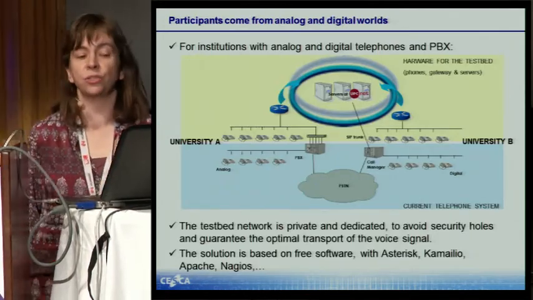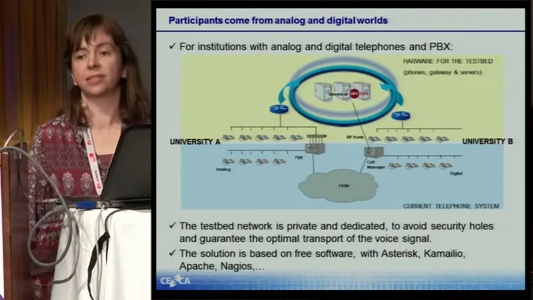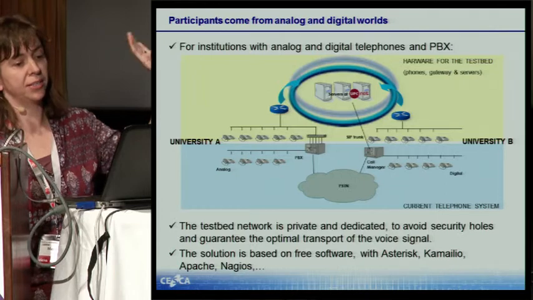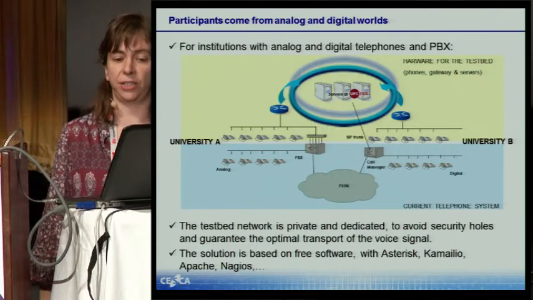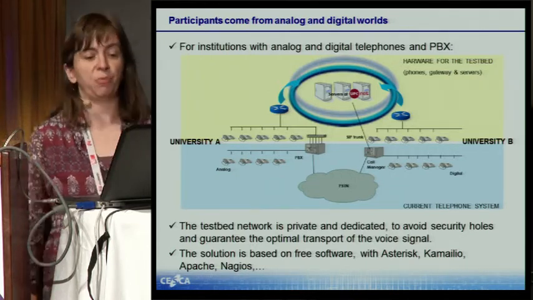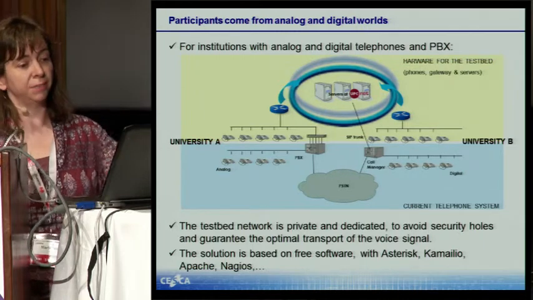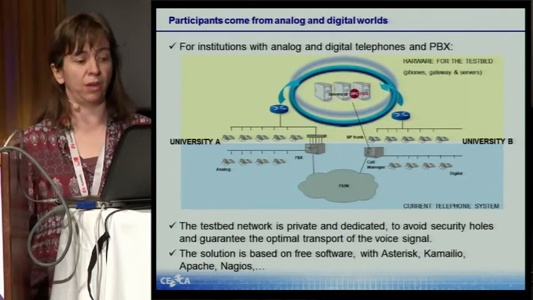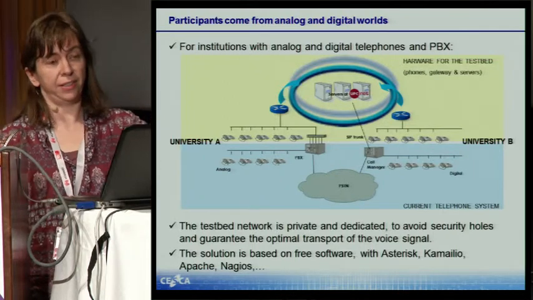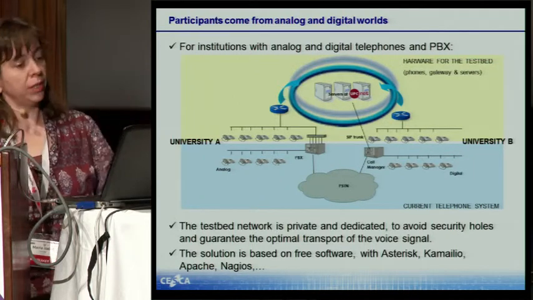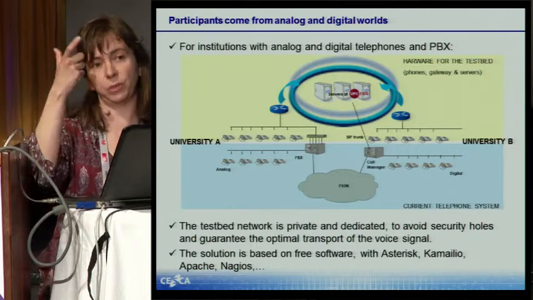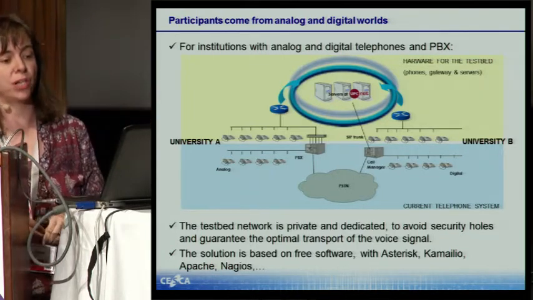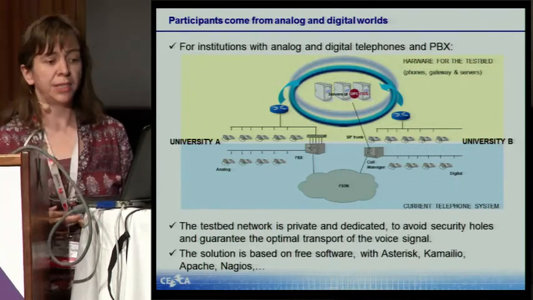So we have institutions that have analog PBXs and digital PBXs. On the left side, you have analog PBXs. On the right side, digital PBX, like a call manager. On the top, you have the university with the telephones of the testbed. The communication is done via a gateway that we have between the 2 walls. And when they have a call manager, we have a SIP trunk to the hardware of the platform.